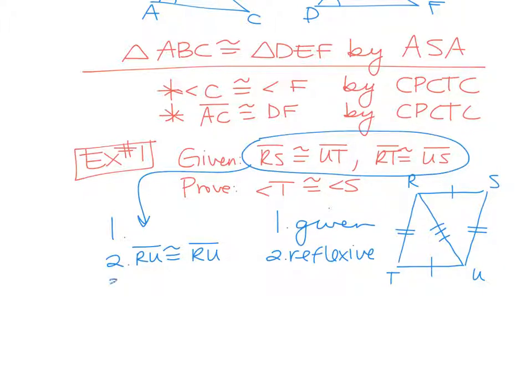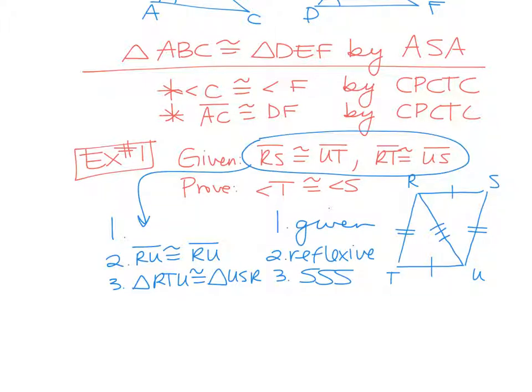SSS. So we can say triangle, and here's where you have to be careful because you have to name it the right way. Triangle what? Triangle RTU. Okay, so if we call it RTU, what's it going to be on the other one? USR. Okay, by SSS, because we have the sides.